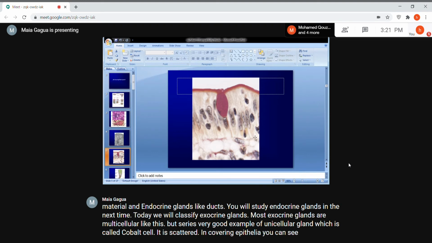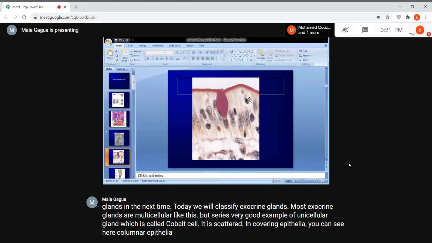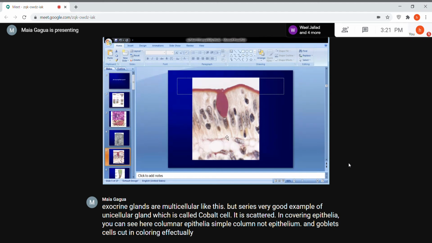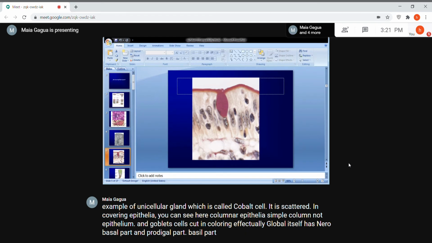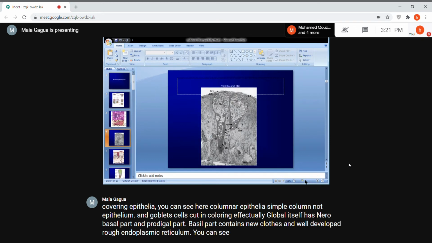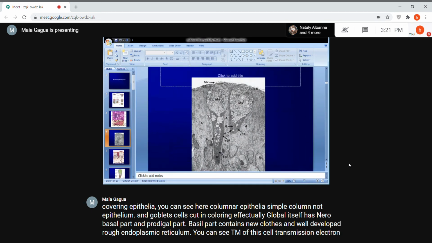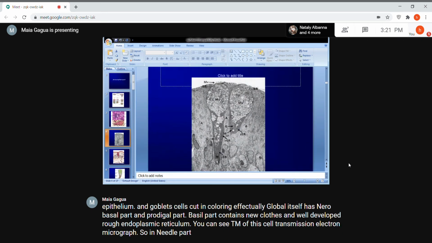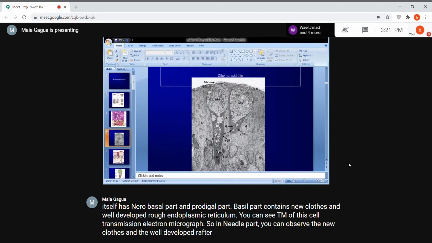You can see here simple columnar epithelia, and goblet cells scattered in covering epithelia. A goblet cell has a narrow basal part and a broad apical part. The basal part contains the nucleus and well-developed rough endoplasmic reticulum. You can see TEM of this cell, transmission electron micrograph. So in the narrow part, you can observe the nucleus and well-developed rough endoplasmic reticulum.